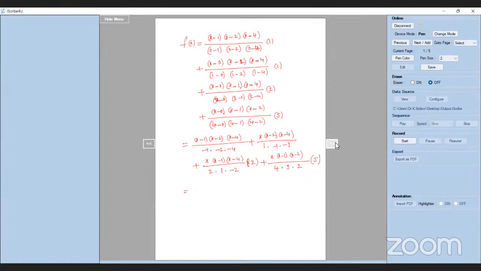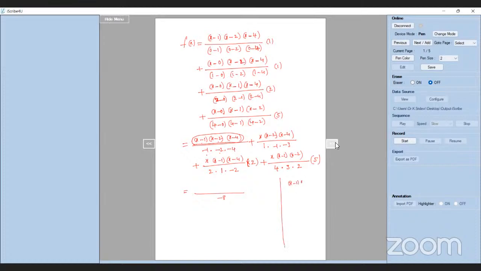First simplify (x minus 1) into (x minus 2) into (x minus 4). Minus 1 into minus 2, 2. 2 into minus 4, minus 8. Minus 8 is there. So simplify this one more, (x minus 1)(x minus 2)(x minus 4). Simplify this one and tell me what is it. Cubic equation will come, cubic polynomial. Simplify this and tell me what is the answer.